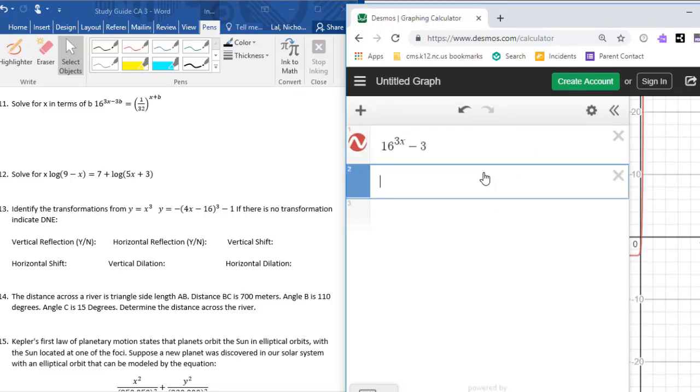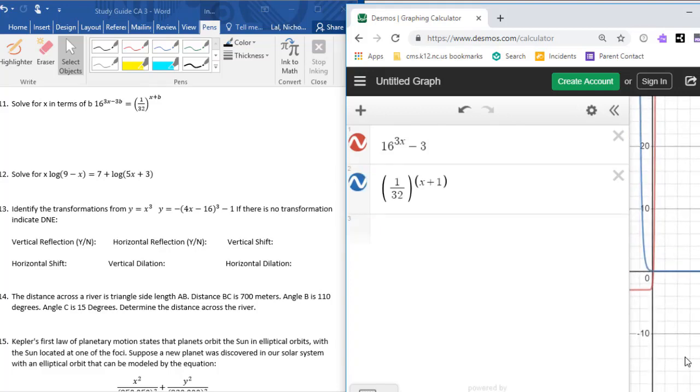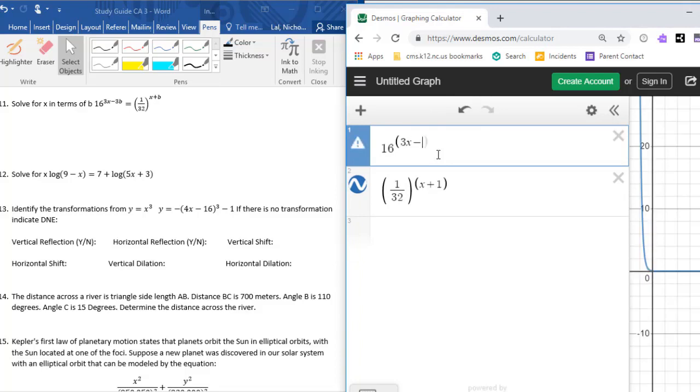And then I have 1 over 32 to the x plus, if I wanted to, put that in parentheses, to the x plus b is 1, and then finding the intersection. And sorry, that's 3x minus 3b. So let me put that in parentheses. 3x minus 3.